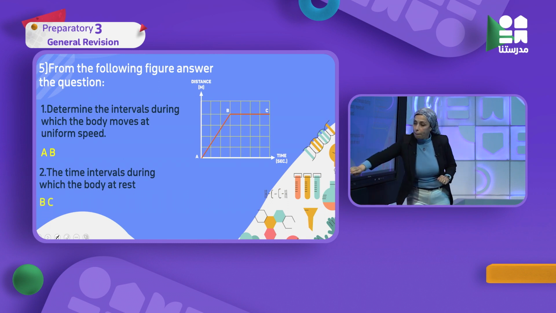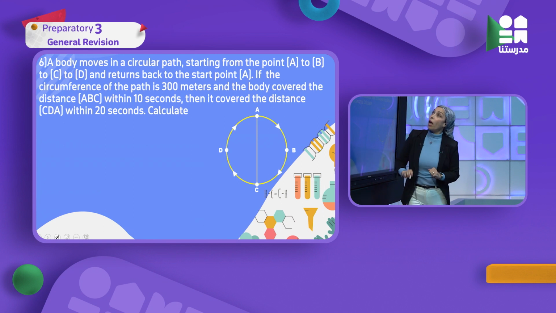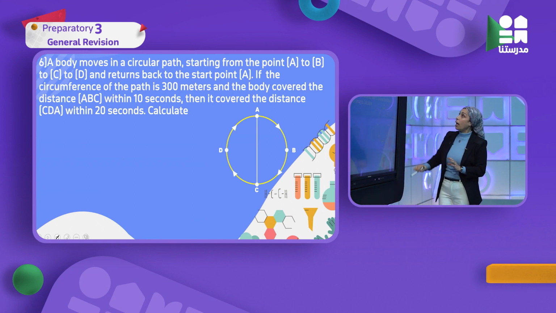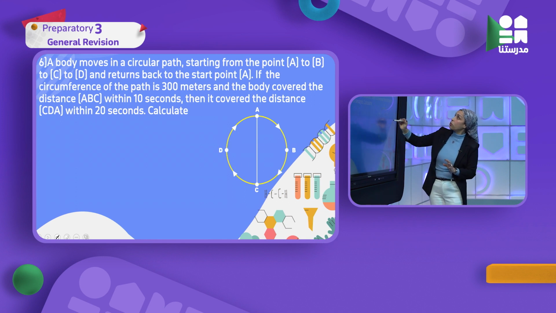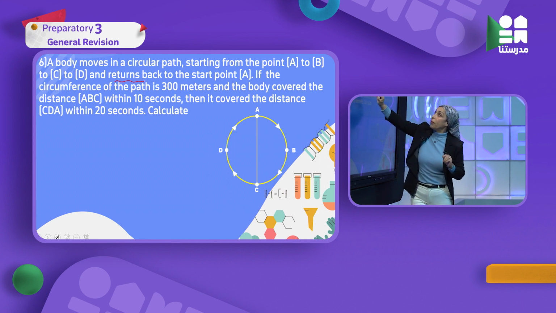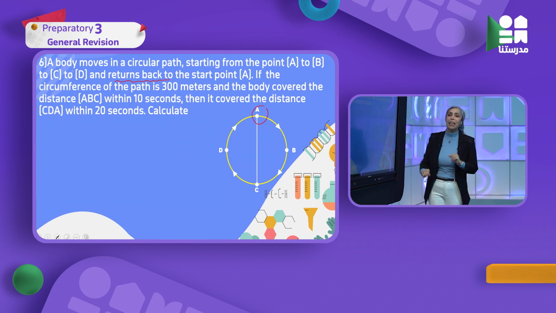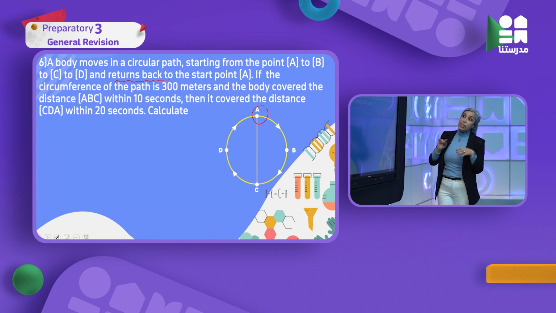Next question. A body moves in a circular path, as you see here, moving from A to B to C to D, and then you have to pay attention, returning back to the starting point A. It's very, very, very important to know why I said here that they return back to the point A.